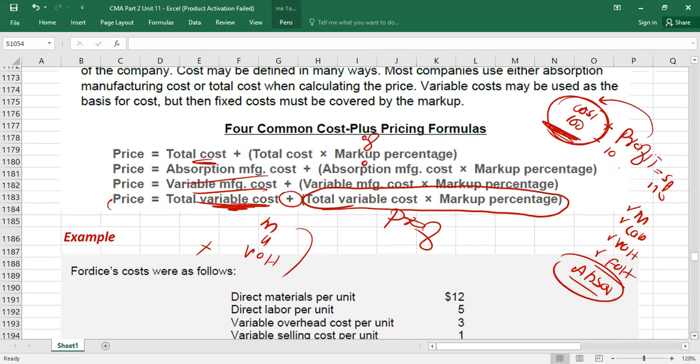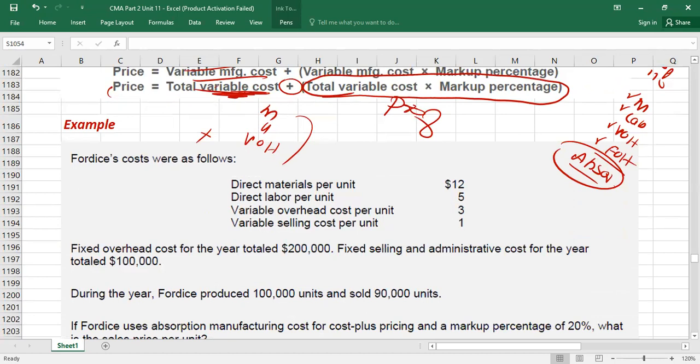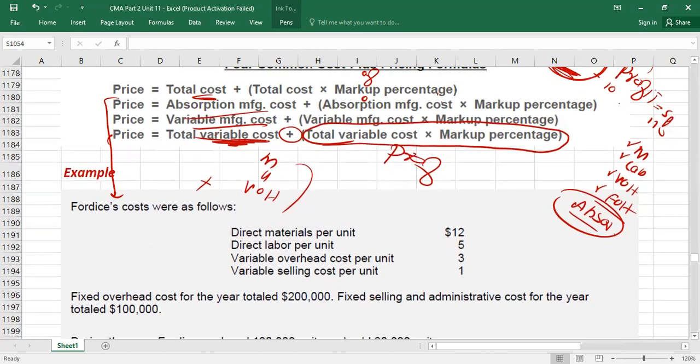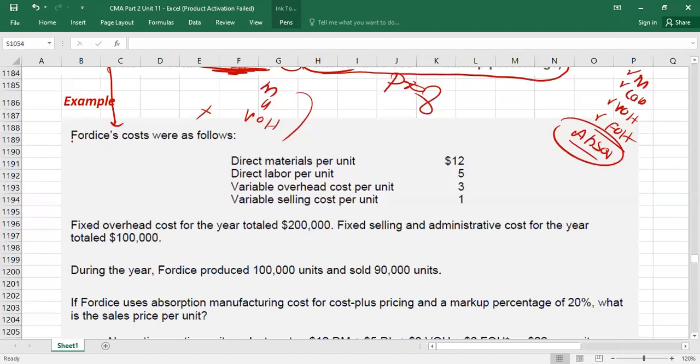So here we have a small example. Maybe this example is for absorption pricing, like absorption cost. Okay, so for example, let's assume we have a product whose costs are as follows.